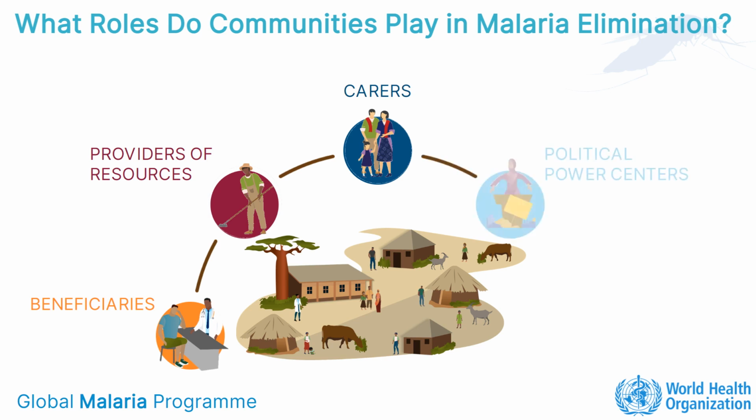Fourth, communities can be political power centers. Communities select their leaders and representatives and hold others to account. They can press their representatives to improve health systems and to achieve objectives such as malaria elimination. They can also communicate their priorities to officials and hold them accountable for improving their collective well-being.